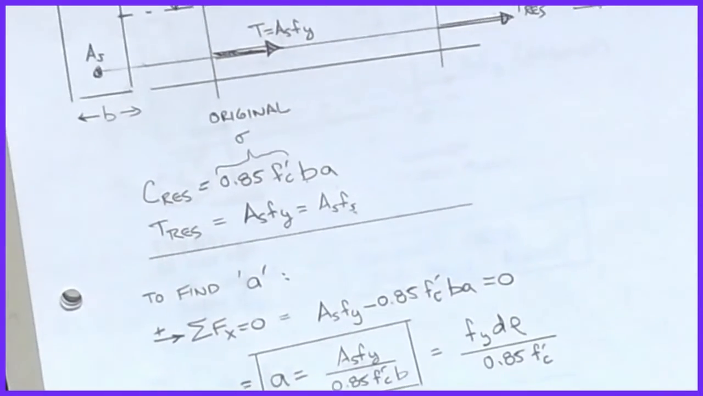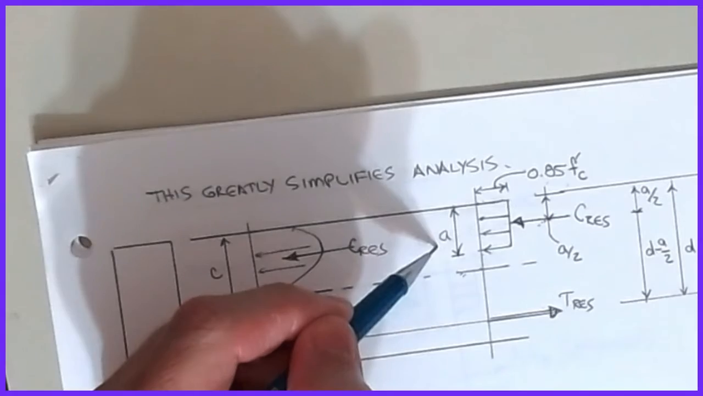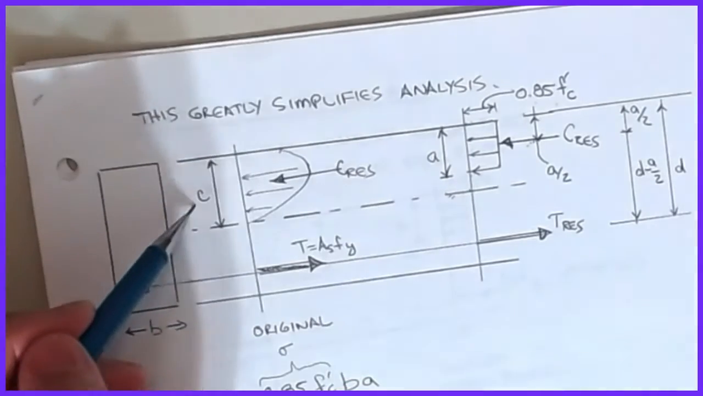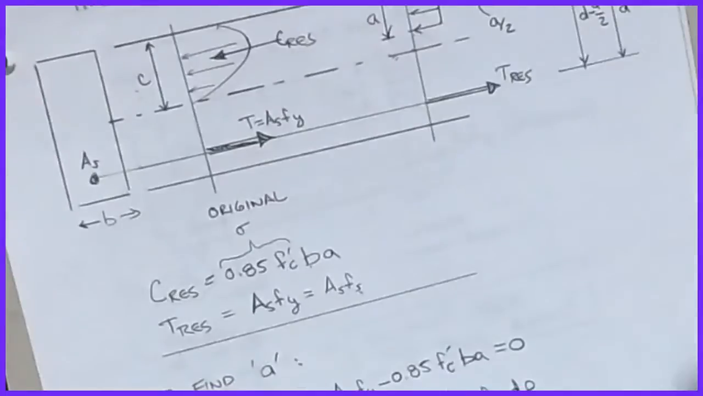All right, so then to find a, which becomes the clincher, because if I can find a in this picture, then I know that a is related to c, and c gets me the strain diagram. We're back in business, and we can work our way out.